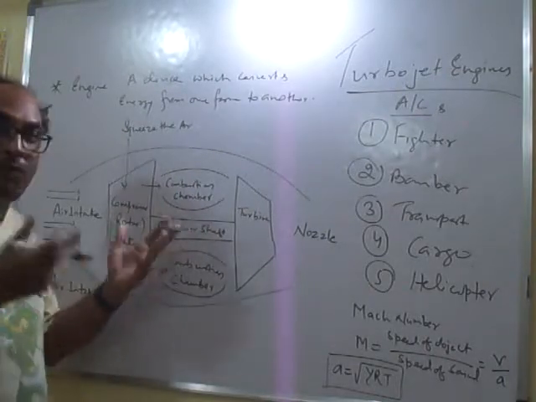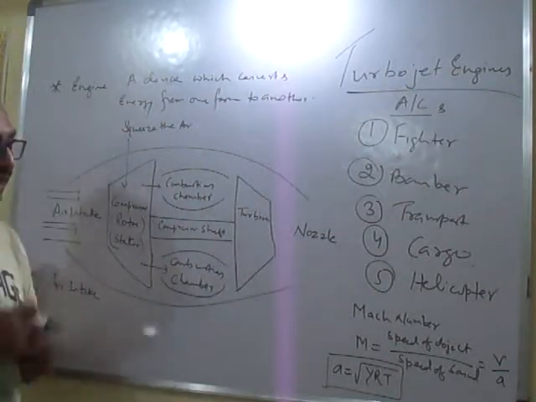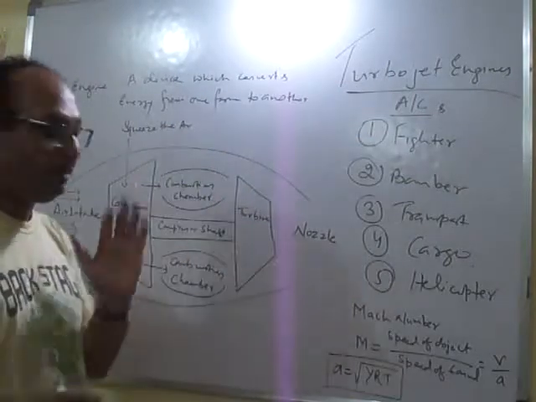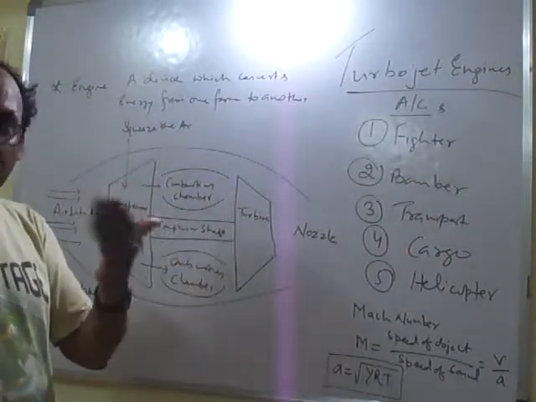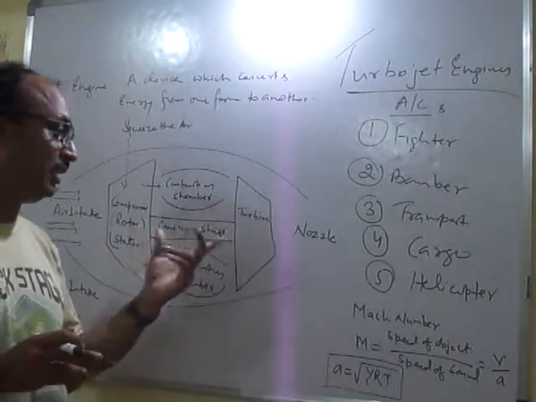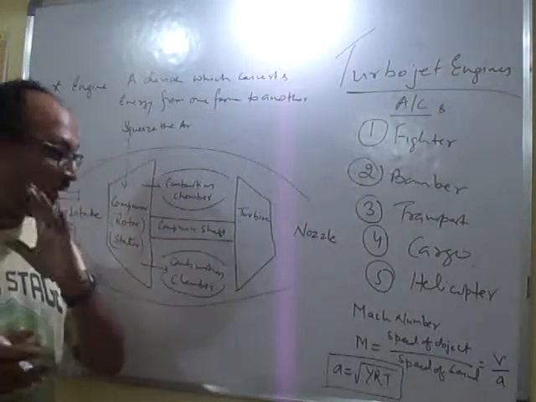So the air, where has it come from? It has come from the atmosphere. That's why it is called an air-breathing engine. Whereas a rocket, in which oxygen also has to be carried simultaneously, is called a non-air-breathing engine.